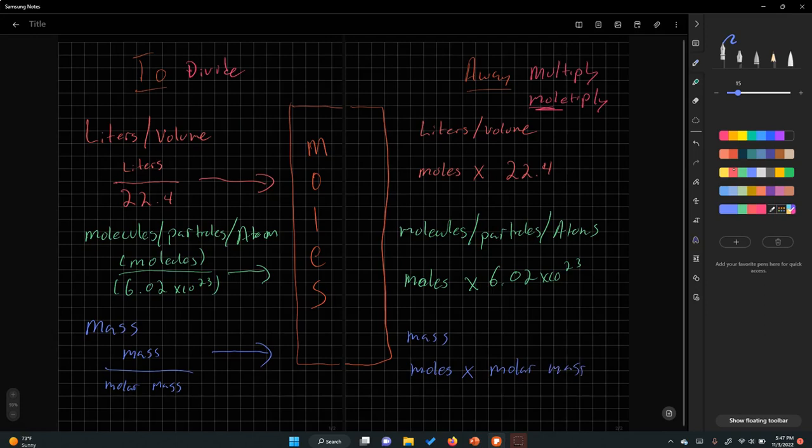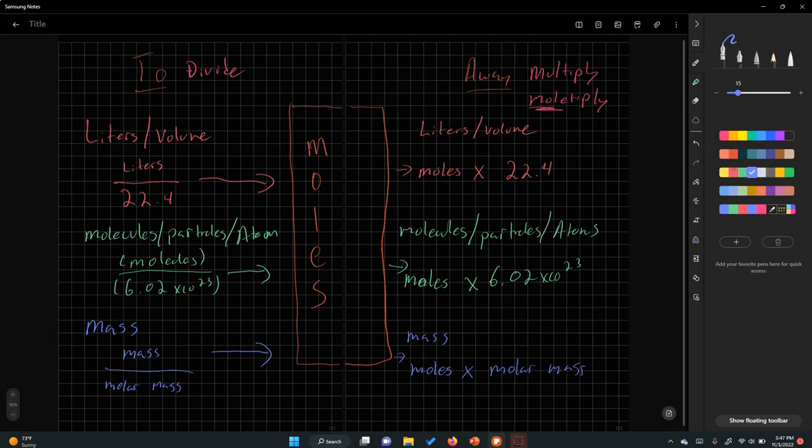So the only time a number changes is when we deal with mass. We do have to figure out that molar mass, which depends upon what the molecule is. When we talk about liters and molecules, it doesn't matter. All that matters is that 22.4. But when we go away from moles, we always multiply. So for liters, we're multiplying by 22.4. For molecules, we're multiplying by 6.02 times 10 to the 23rd. And for mass, we are multiplying by our molar mass.